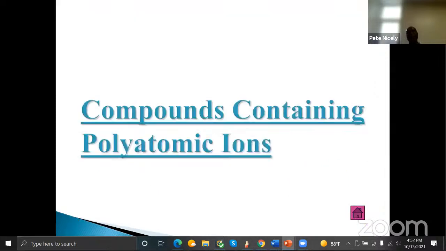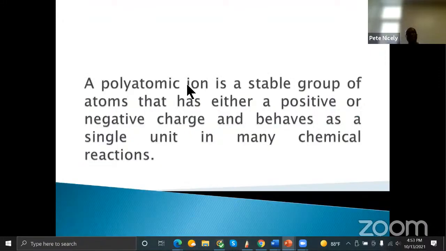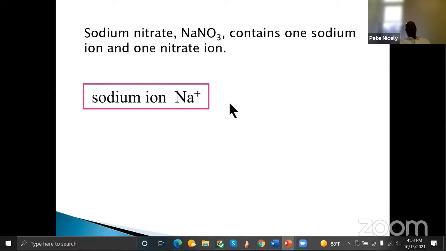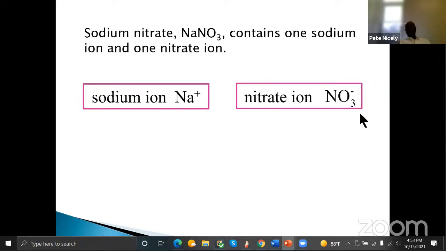All right. Okay. Let's talk about compounds containing polyatomic ions. A polyatomic ion, as the name suggests, is a collection of atoms held together by covalent bonds, and that unit carries a charge, which can be negative or positive, but most of them are negatively charged ions, all right? And sometimes they behave as a single unit in chemical reactions. If we look at, for example, sodium nitrate, which consists of one sodium ion and one nitrate ion, the sodium ion we can easily recognize as Na+, and the nitrate ion is NO3-.